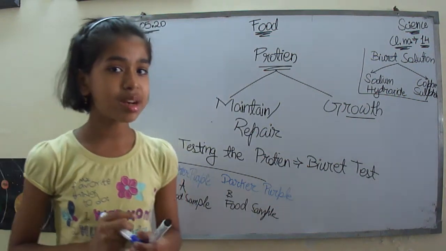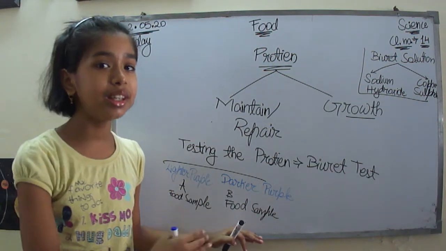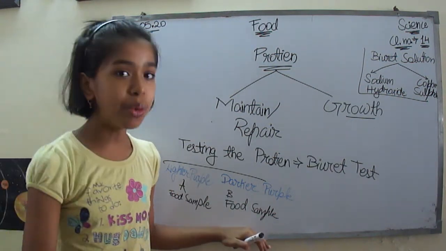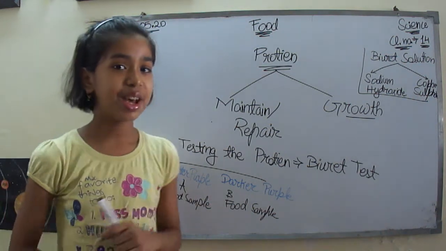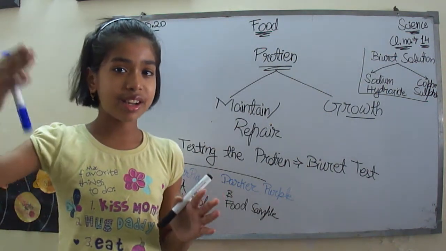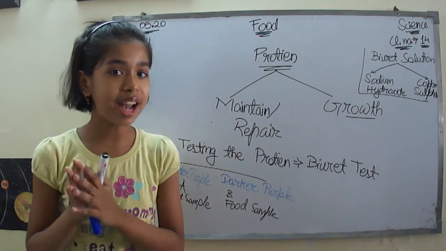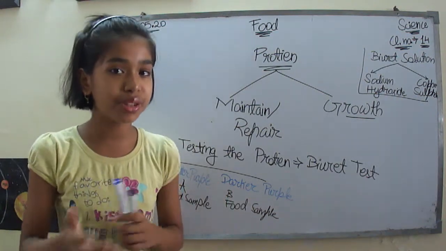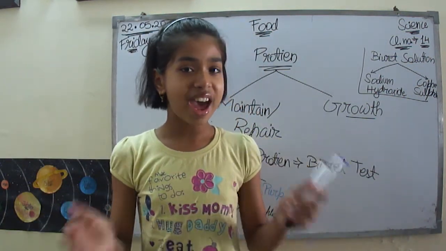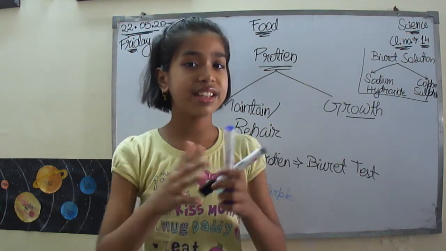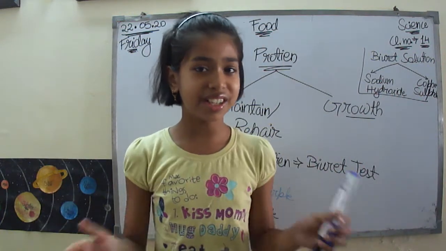So can I say something about that? Can I say that this food sample, the B food sample, has more protein than this A food sample? Yes, right. Because the darker purple color indicates that the food sample has more protein. So you can also compare the amount of protein. I think you are clear with this biuret test.